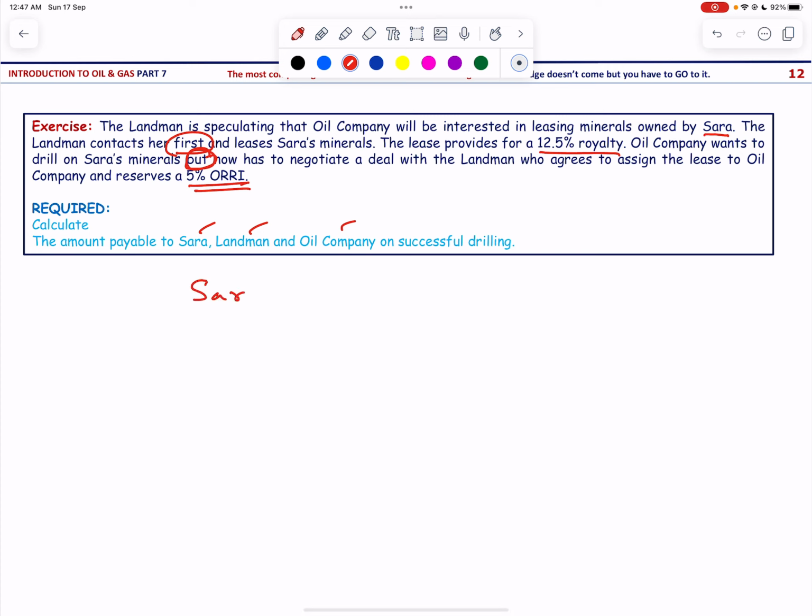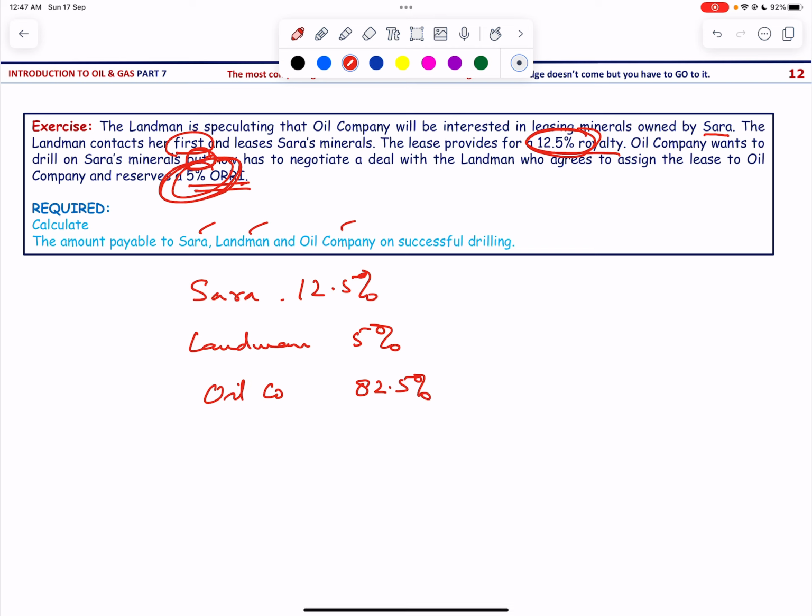For Sarah, it is not going to change, it will be the same 12.5%. For the landman, as he has agreed for 5%, that will be 5%, and for the oil company it will be 87.5 minus 5, that is going to be 82.5%. Okay.